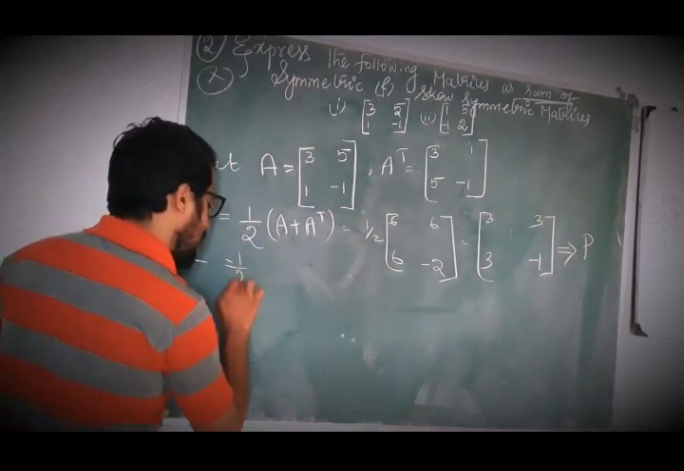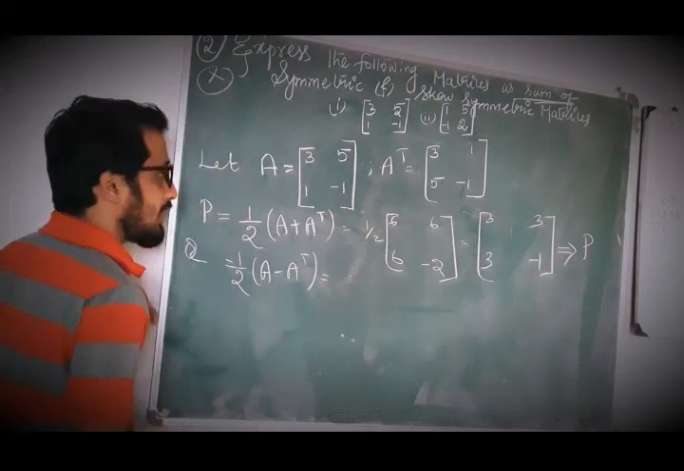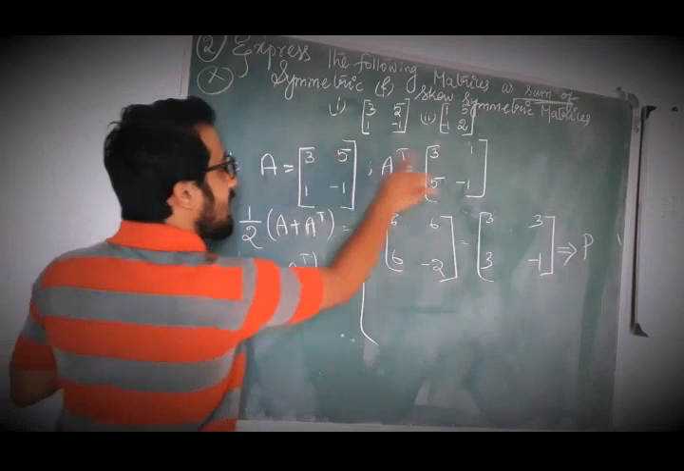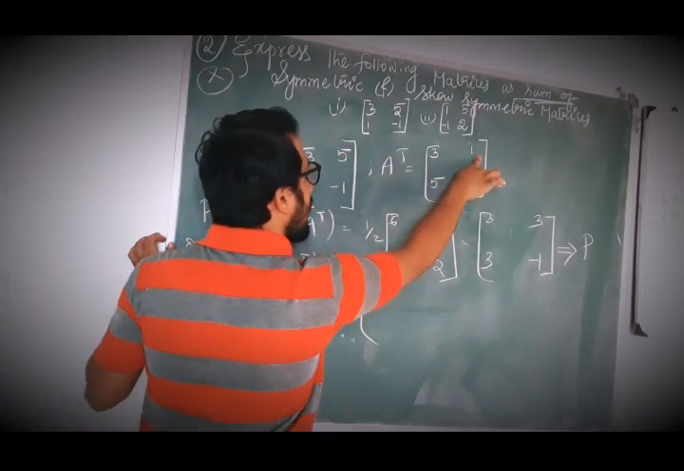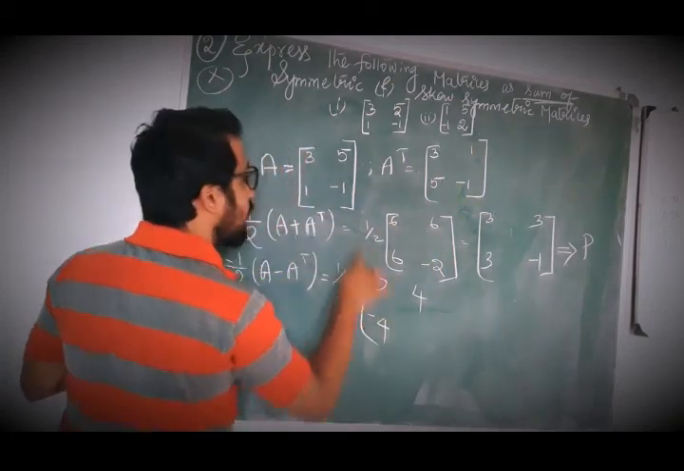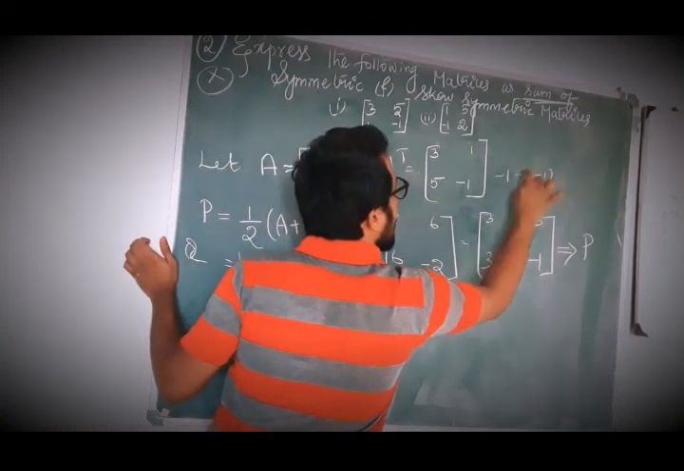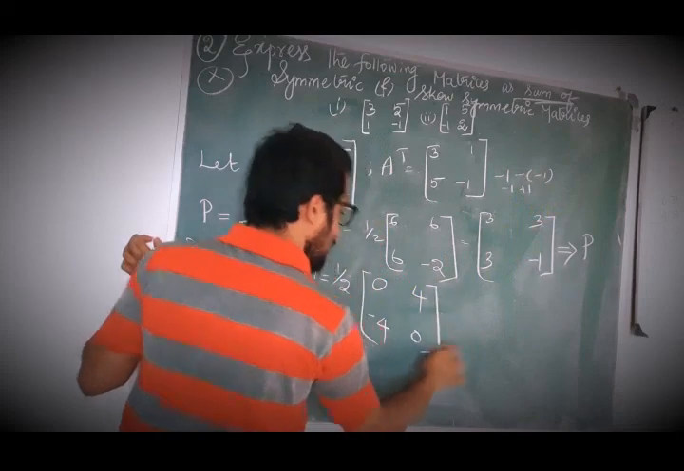That is half into A minus A transpose. What is my A minus A transpose? That is half into A minus A transpose. 3 minus 3, that is 0. 5 minus 1, 5 minus 1, 4. 1 minus 5, minus 4. Minus 1 minus minus 1, that is minus into minus is plus, minus 1 plus 1, again 0.